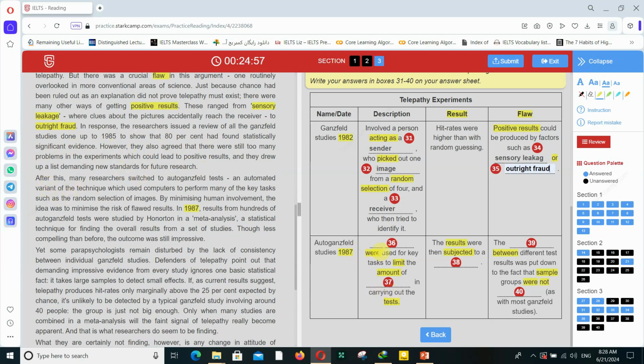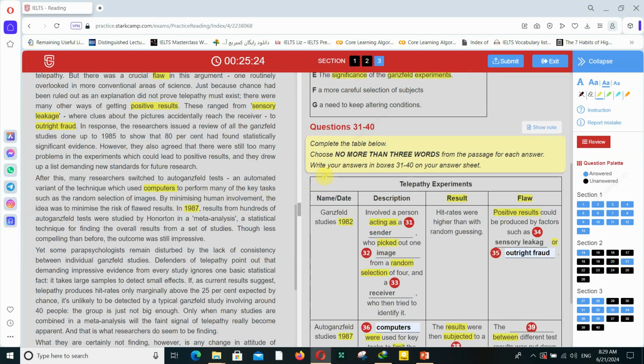And here we're looking for key tasks, some plural noun there. Okay, focus on this question. After this, many researchers switched to autoganzfeld test, an automated variant of the technique which used computers to perform many of the key tasks. Used computers. So here, computers is the answer.